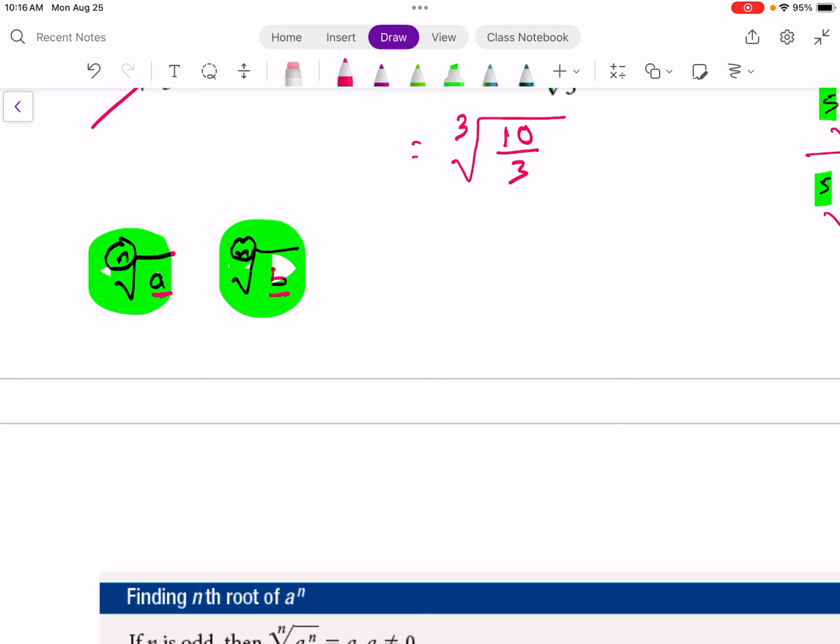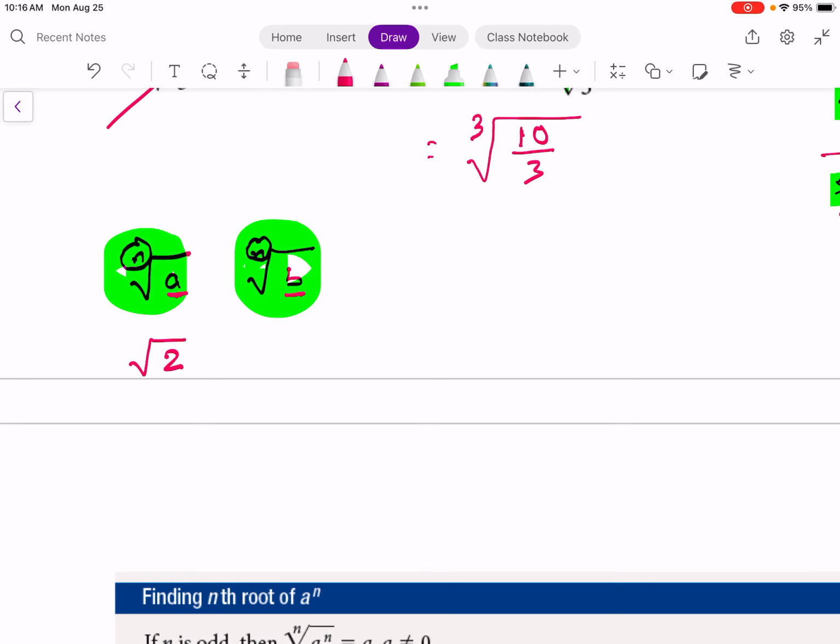Let me take an example. Let's say we have square root of 2 plus square root of 2. Are these two like radical expressions? Do they have the same index? Do they have the same radicand? If this is the case, then we can add. It's the same thing for subtraction.